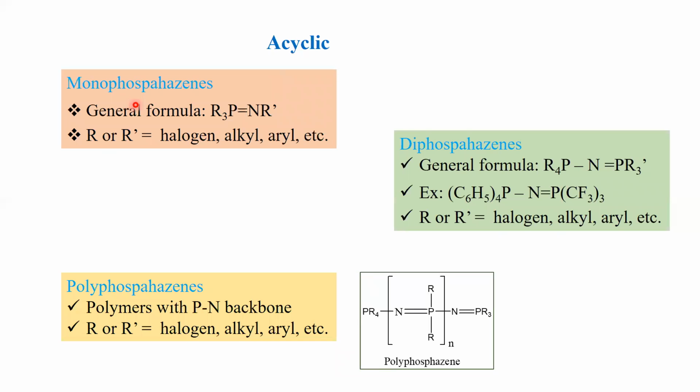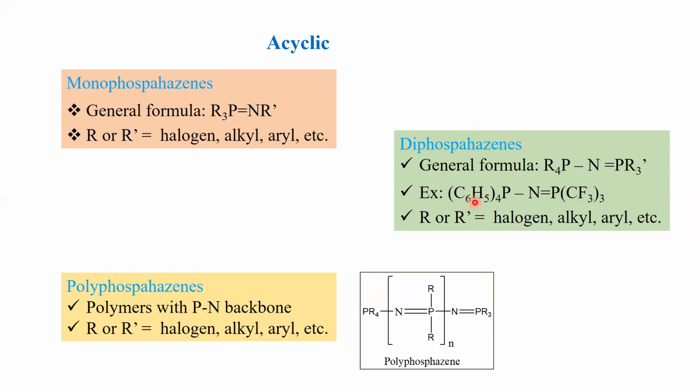There are different types of acyclic phosphazenes. There are monophosphazenes, with the general formula R3P=NR'. Here also R and R' are halogens, alkyl, aryls, etc. Then another one is diphosphazenes with the general formula R4P=N-PR'3.